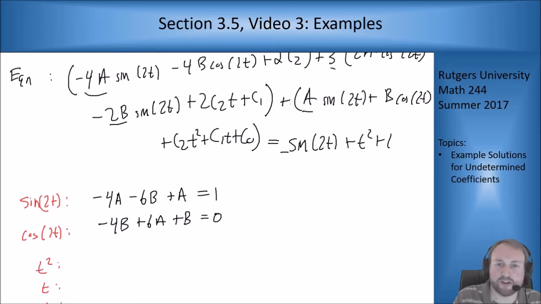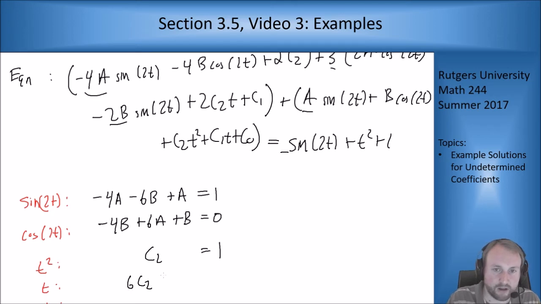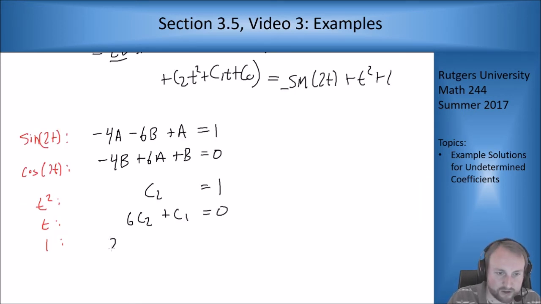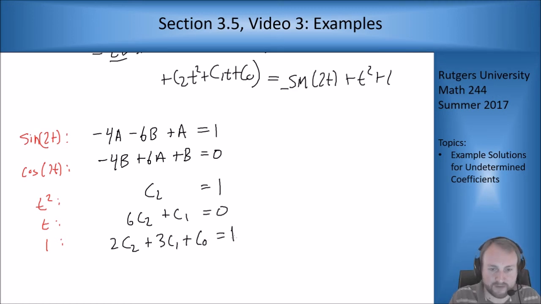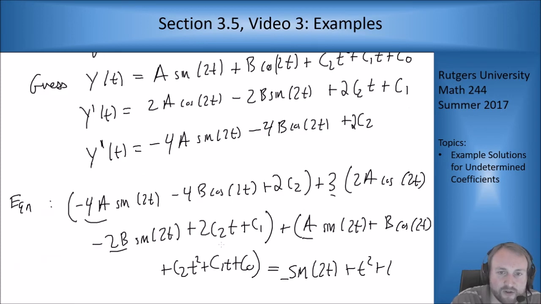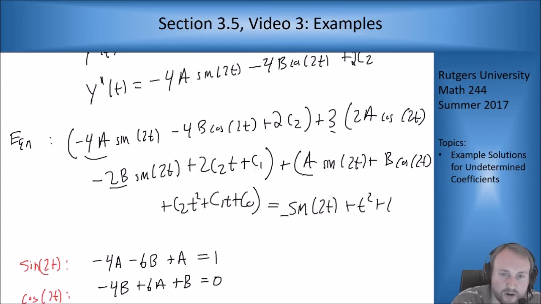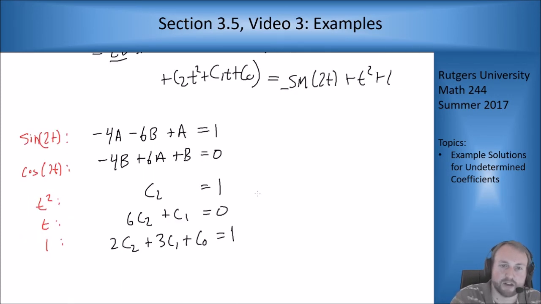My t squared equation is just c2. That's the only t squared term that shows up. I want that to be 1. My t equation is going to be 3, no, it's going to be 6c2 plus c1, and that's got to be 0. My 1 equation is going to be 2c2 plus 3c1 plus c0 equals 1. 2c2 came from the first term, 3c1 from the second, and then a c0 from the third.